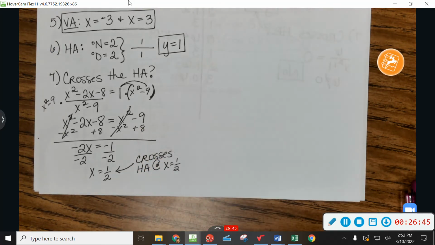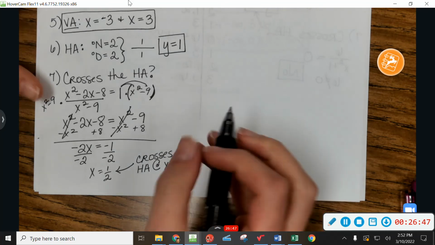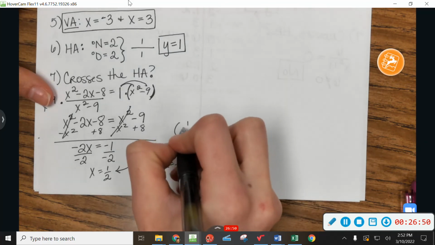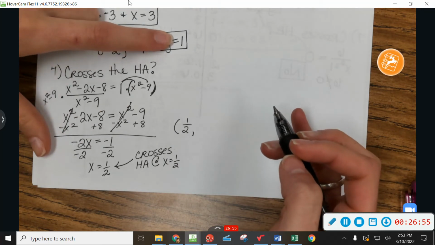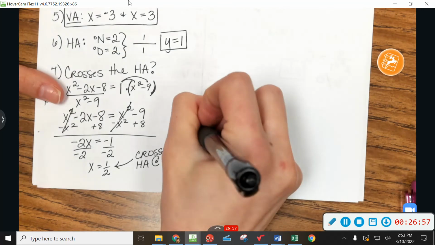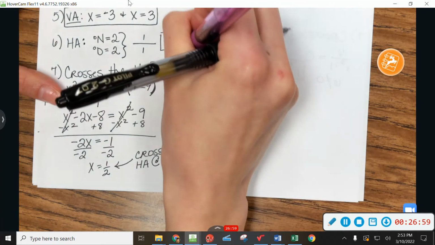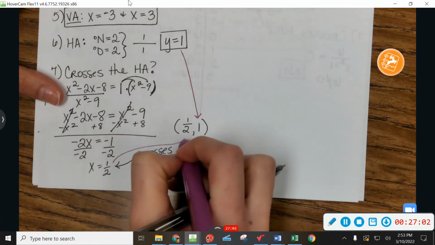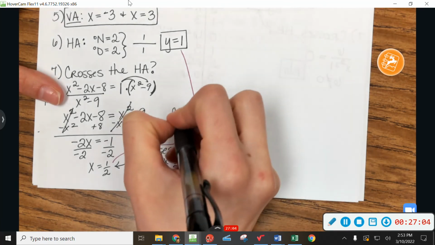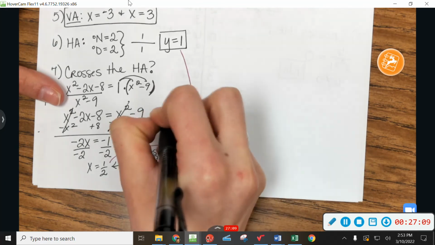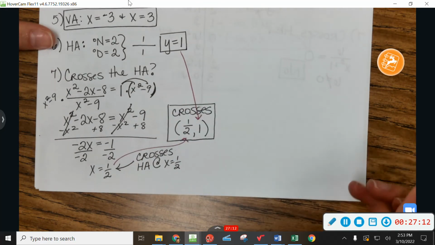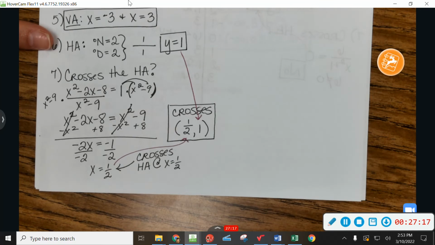But I want to know what point. Well, you take that 1/2, and then your y value is the horizontal asymptote. That is where it crosses. So my y value is 1. So it crosses at 1/2, 1. You understand that? Do we have questions?